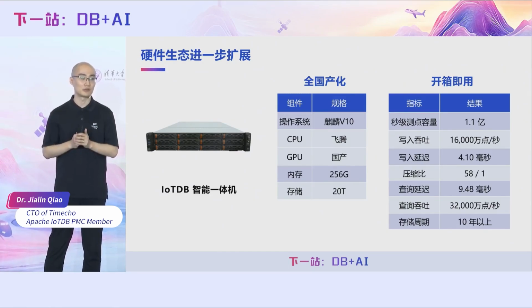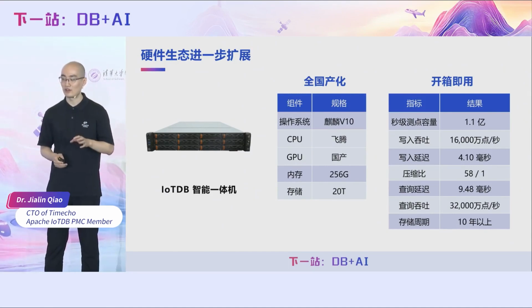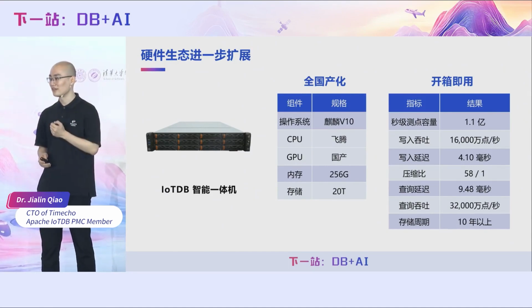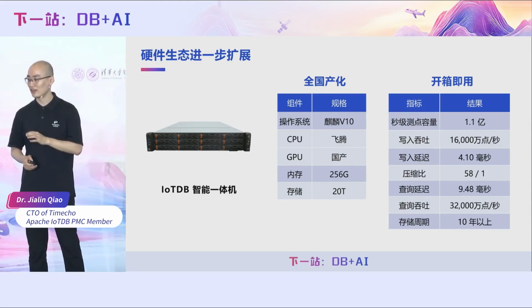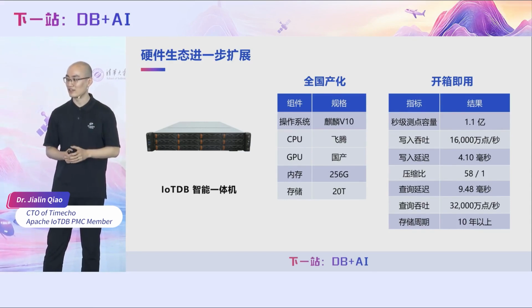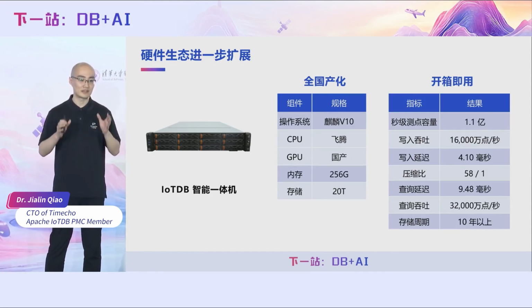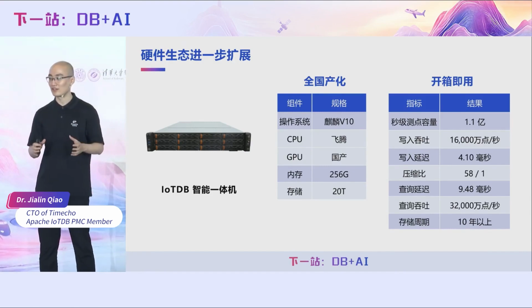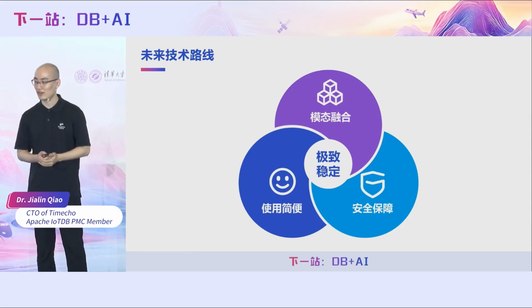This device is built with domestically produced hardware, pre-installed with IoTDB and other large models, right out of the box. It supports over 100 million data points at the second level, with write and query throughput both exceeding hundreds of millions per second, millisecond-level latency, compression ratios over dozens of times, and data retention of more than 10 years. So in this way, the database is no longer just software. It's a tangible product you can actually touch. Once you get your hands on this device, you can start using it right away. This is the hardware ecosystem.